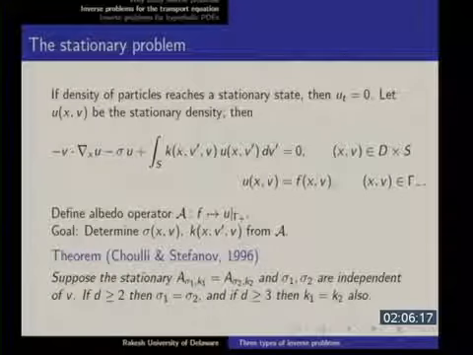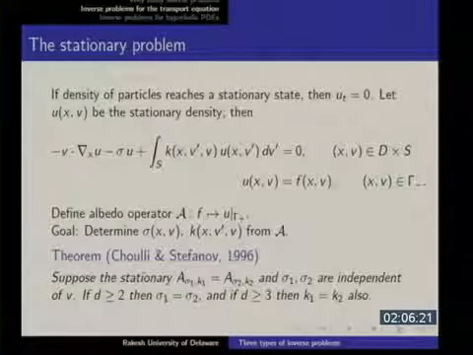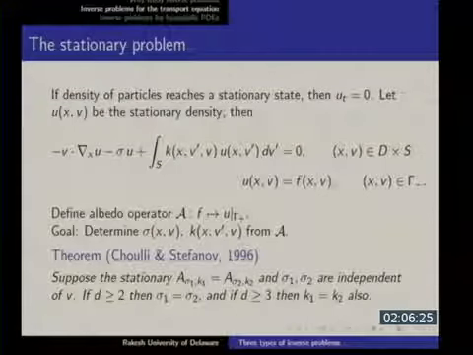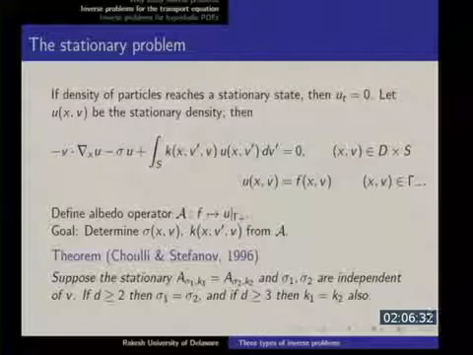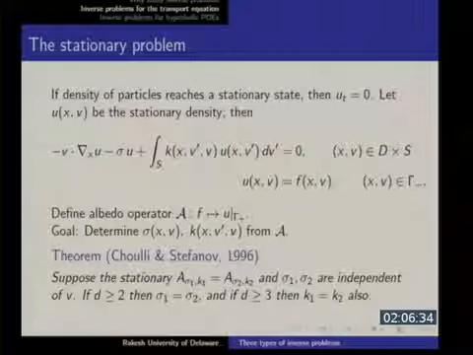But remember, you lost one piece of information, the time information, so that's why the dimension goes up. Okay? So that is the result in the time independent, the steady state case. Notice that I had to assume that sigma 1 and sigma 2 were independent of velocity.